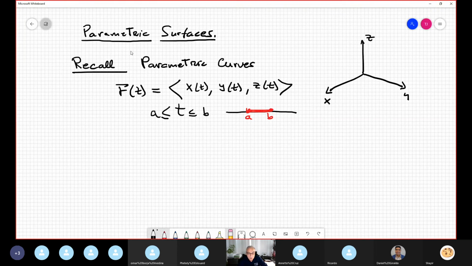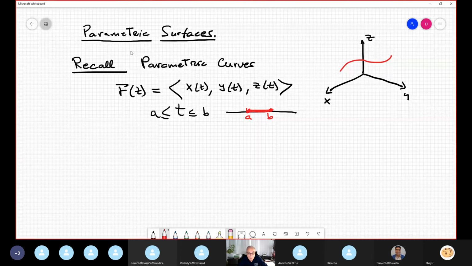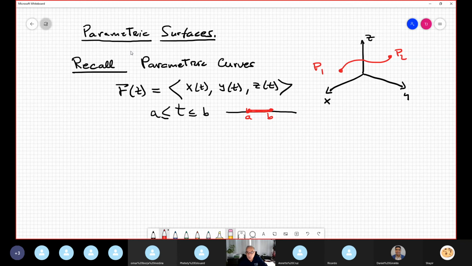And in three dimensions, we have a curve. For example, this point I want to call P1, and this point I want to call P2. Well, this point P1 is R evaluated at A. It's like a vector, a position vector, no? The position vector comes from the origin to the specific point, and P2 is R evaluated at B. It's the same A and B that we have in the real numbers.